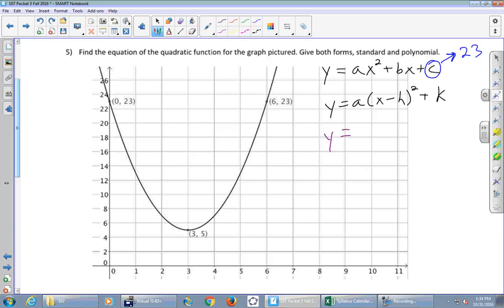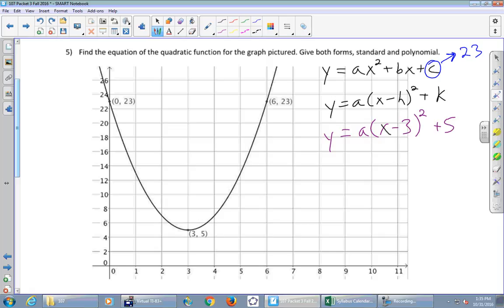Y equals a times x something squared. Okay, the vertex, the x coordinate was how much? 3. And is that going to be an x plus 3 or an x minus 3? Minus 3, because we got to go to the right. Minus 3. Okay, how much is the k? It's 5. And we had to go up from the origin to get to this new vertex. Plus 5. Okay, good.